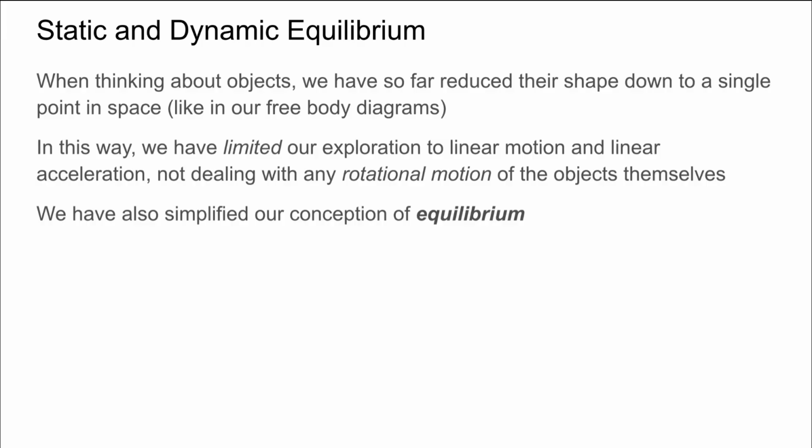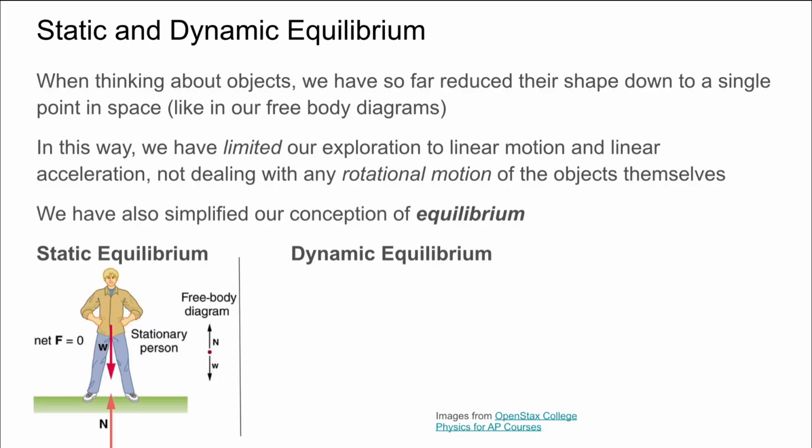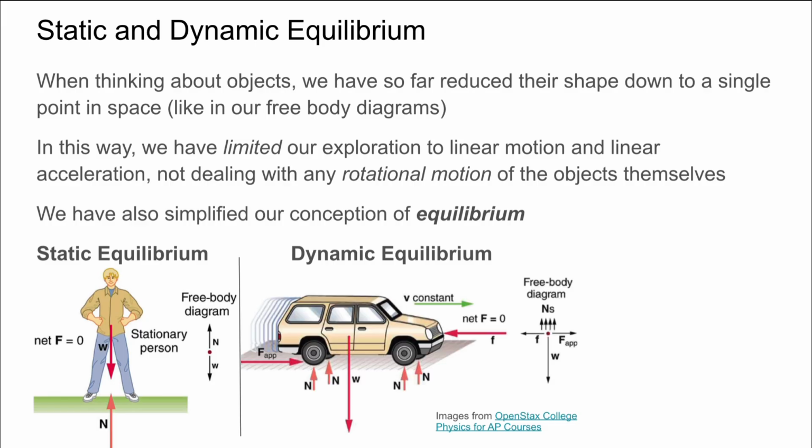So we have simplified our concept of equilibrium, which, just to review, we can have a static equilibrium where an object is at rest and all the forces acting on it are balanced, or there's zero net force, and so it will not begin moving. Or we can have instances of dynamic equilibrium where an object is already in motion, already has a velocity, but again, because all the forces acting on it are balanced, or it has no net force, it will not change its state of motion, so it will continue to move at the same speed and in the same direction, or travel at the same velocity.